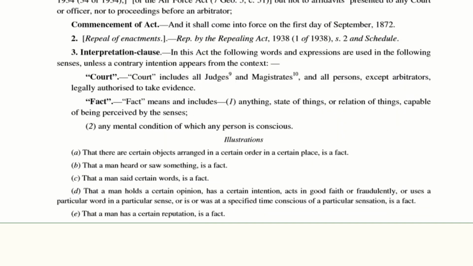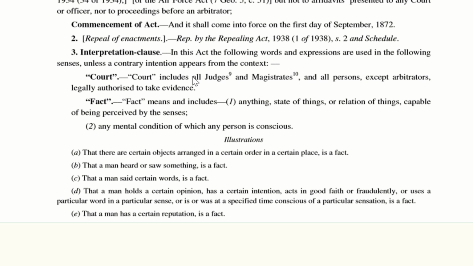Section 2 is already repealed. Section 3 is interpretation clause. This is very important. Questions are asked from this particular section in preliminary as well as in the main exam. So you need to be absolutely sure of the facts stated in this particular section.